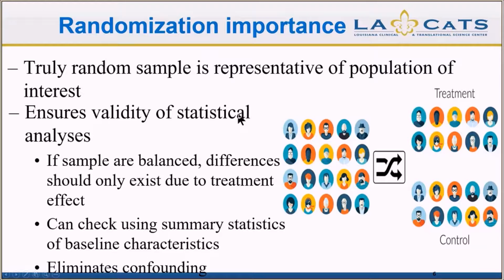This ensures that we're going to use valid statistical methods when we analyze the results. A couple ways you want to check for this is to look at those baseline characteristics, and hopefully this will eliminate any confounding. So we're going to talk about how to create the randomization scheme such that, let's say, half the people go into treatment and half the people go into control.